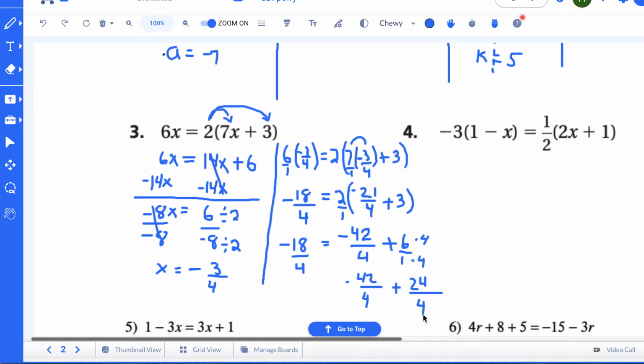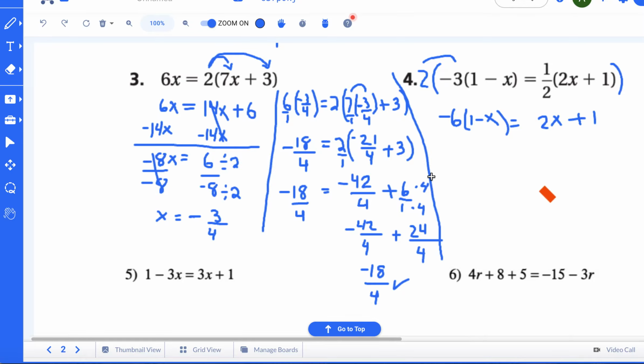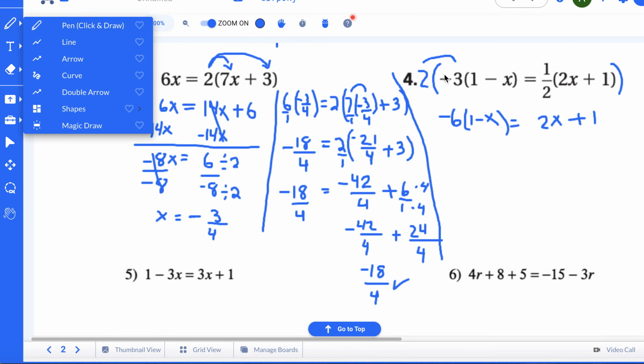So 2 times negative 3 is negative 6, and I'm going to just bring this parenthesis, equals, and then 2 times 1/2, what that does is eliminate the fractions, okay, because 2 times 1 is 2, and 2 over 2 is 1. So the only thing we have left is this parentheses, which we don't need, so let me erase it. The parentheses on the first one we need because we're still multiplying by that 6.